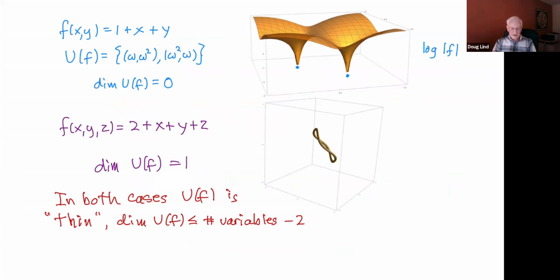Another interesting unitary variety is in 3 variables, 2 plus x plus y plus z. You get this sort of twisted curve. This is actually a one-dimensional curve. I had to thicken it up in Mathematica so you could actually see it. So this is a one-dimensional thing in a 3-dimensional torus, so it's got codimension 2. And those are 2 good examples of thin unitary varieties. And by thin, I mean not codimension 1. So if the dimension of the unitary variety is less than or equal to the number of variables minus 2, that's thin. So this is thin, this is thin.